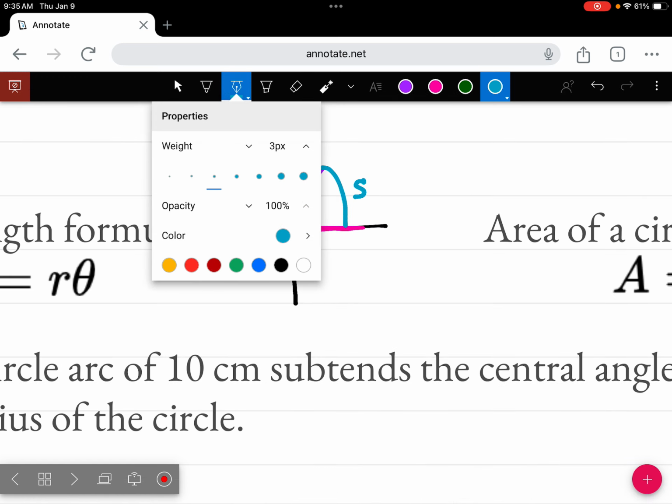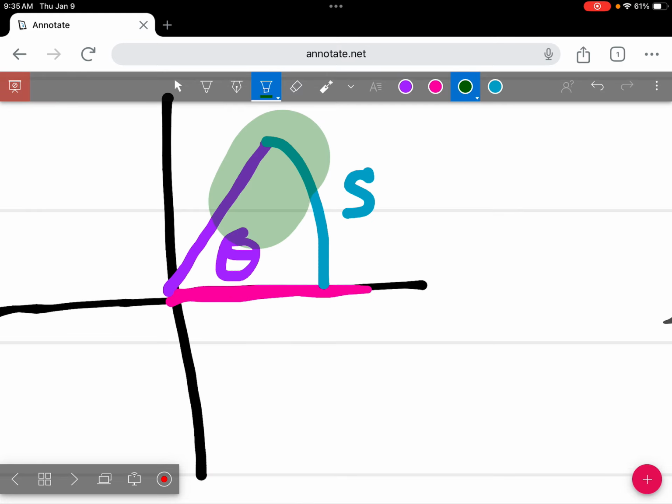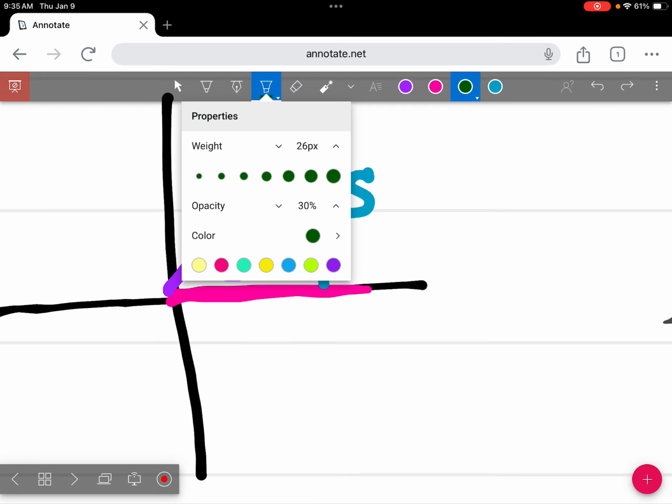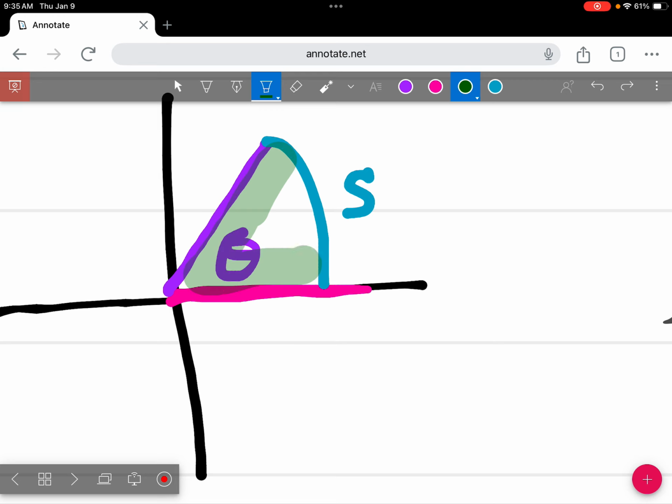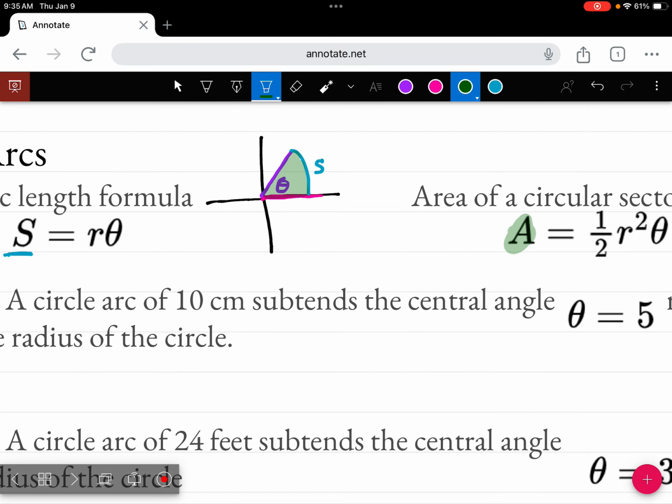The area is the pie wedge. Whoa, chonky pen. This guy. So our area is the area of that piece. Okay?